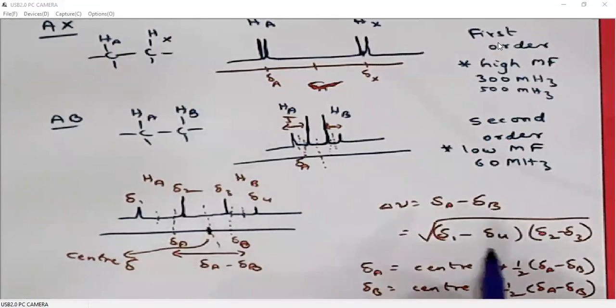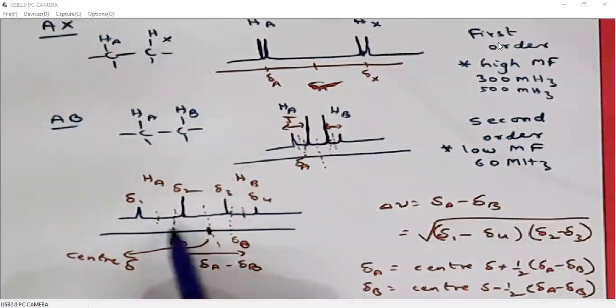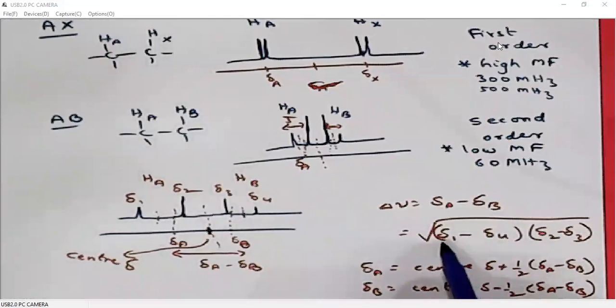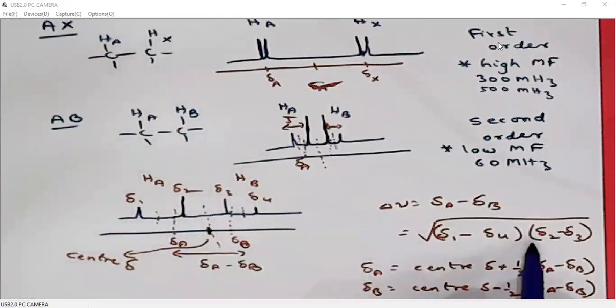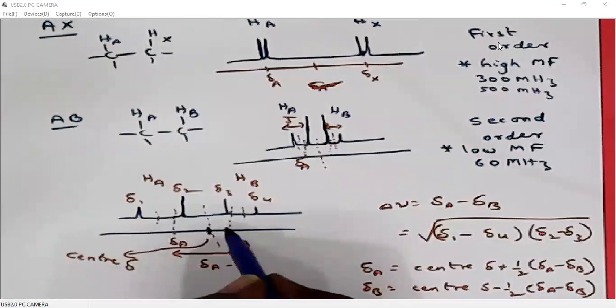It is simple. First, we need to calculate delta A minus delta B, the difference between these two. How do we measure this? From this formula: square root of (delta 1 minus delta 4) into (delta 2 minus delta 3). When we do that, we will get delta A minus delta B. Then what is the difference between these two? The middle, center delta value, and delta B.